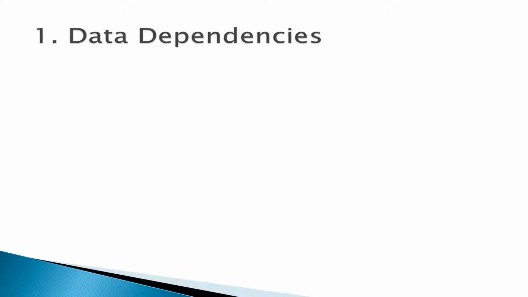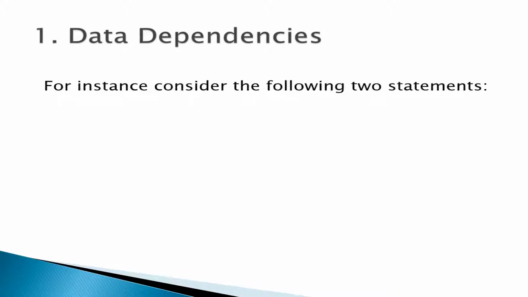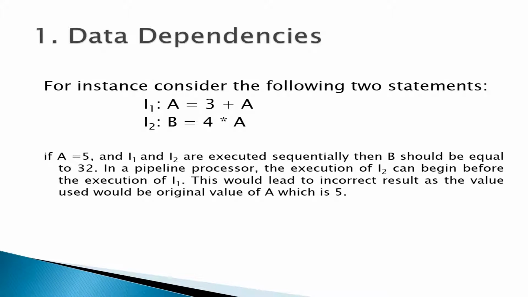1. Data dependencies. A data hazard is a situation in which the pipeline is stalled because the data to be operated on is delayed. For instance, consider the following two statements. I1 is A = 3 + A. I2 is B = 4 × A. Now, if A is equal to 5 and I1 and I2 are executed sequentially, then B should be equal to 32.